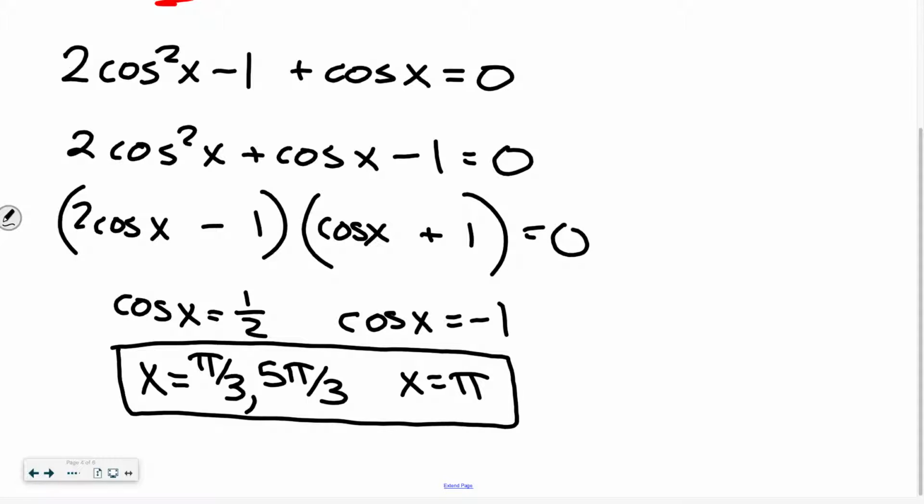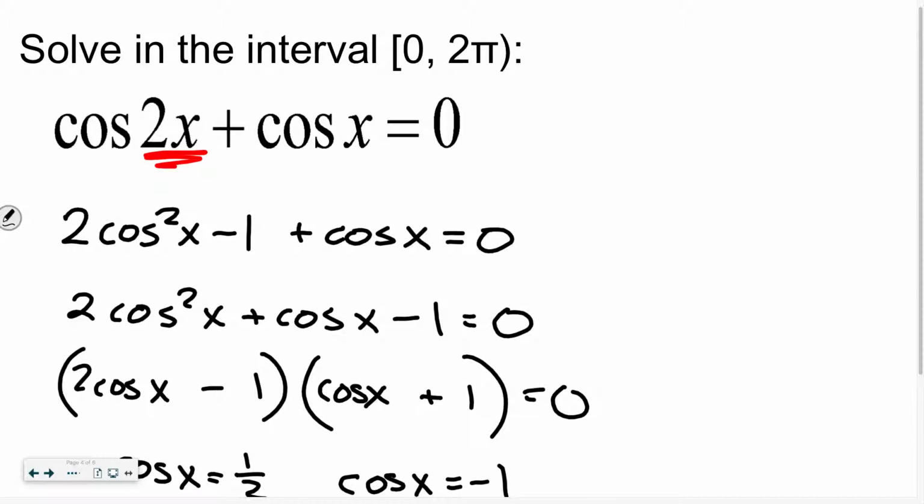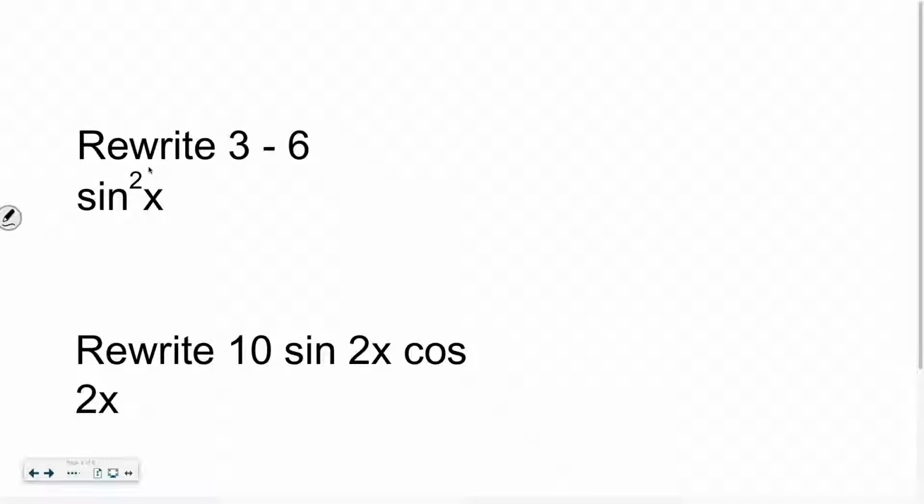I think that's the first set of problems. You're going to be looking, at the very beginning, there's going to be a double angle somewhere in there, and you're going to make a substitution. And then, most likely, you're going to have to factor. Okay? Okay, the last set of examples that I want to show you, these can be a little bit weird.